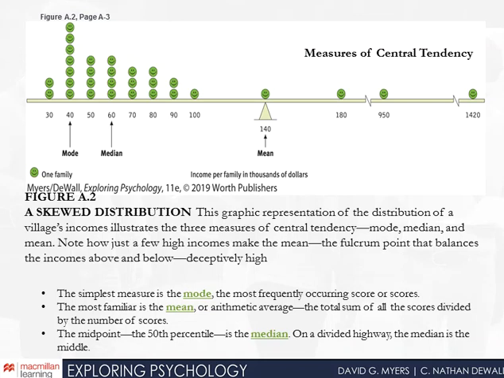The midpoint, the 50th percentile, is the median, just the midpoint. On a divided highway, the median is in the middle, and that's what we see here. So the midpoint is here, 60. Mode 40, median 60, mean 140.